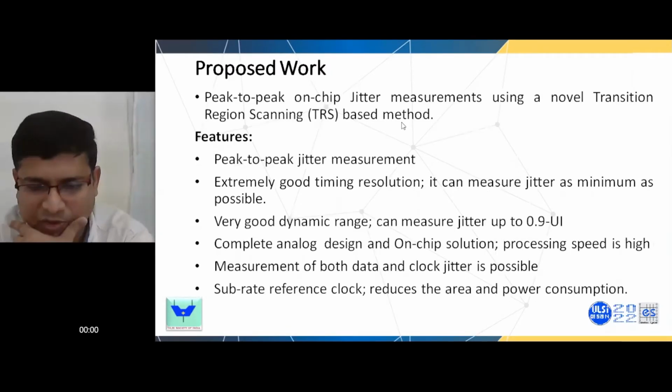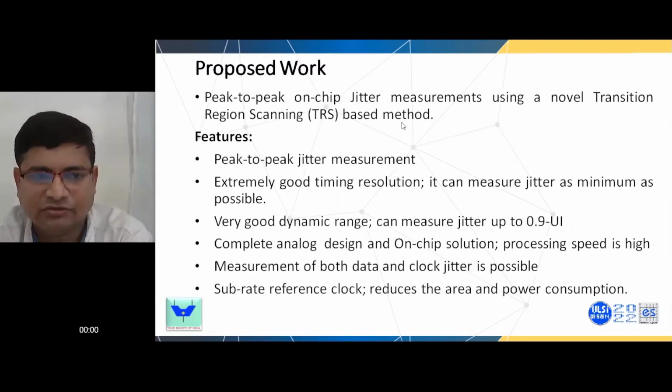This is the proposed work. We are using an OCJM circuit for peak-to-peak on-chip jitter measurement. For that, we are using a novel transition region scanning-based method. It's completely new, and there are a lot of features in this particular method. First, it measures the peak-to-peak jitter. It has extremely good timing resolution, meaning even minimum jitter can be measured.